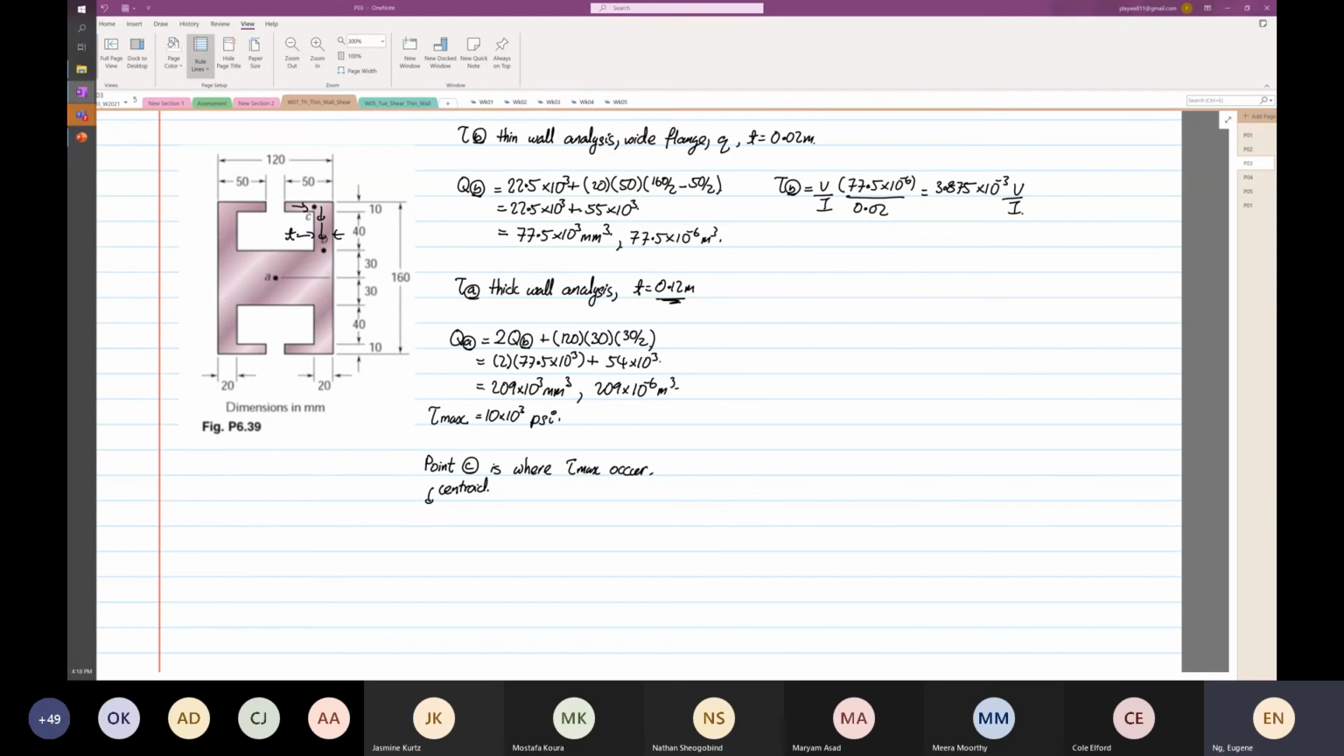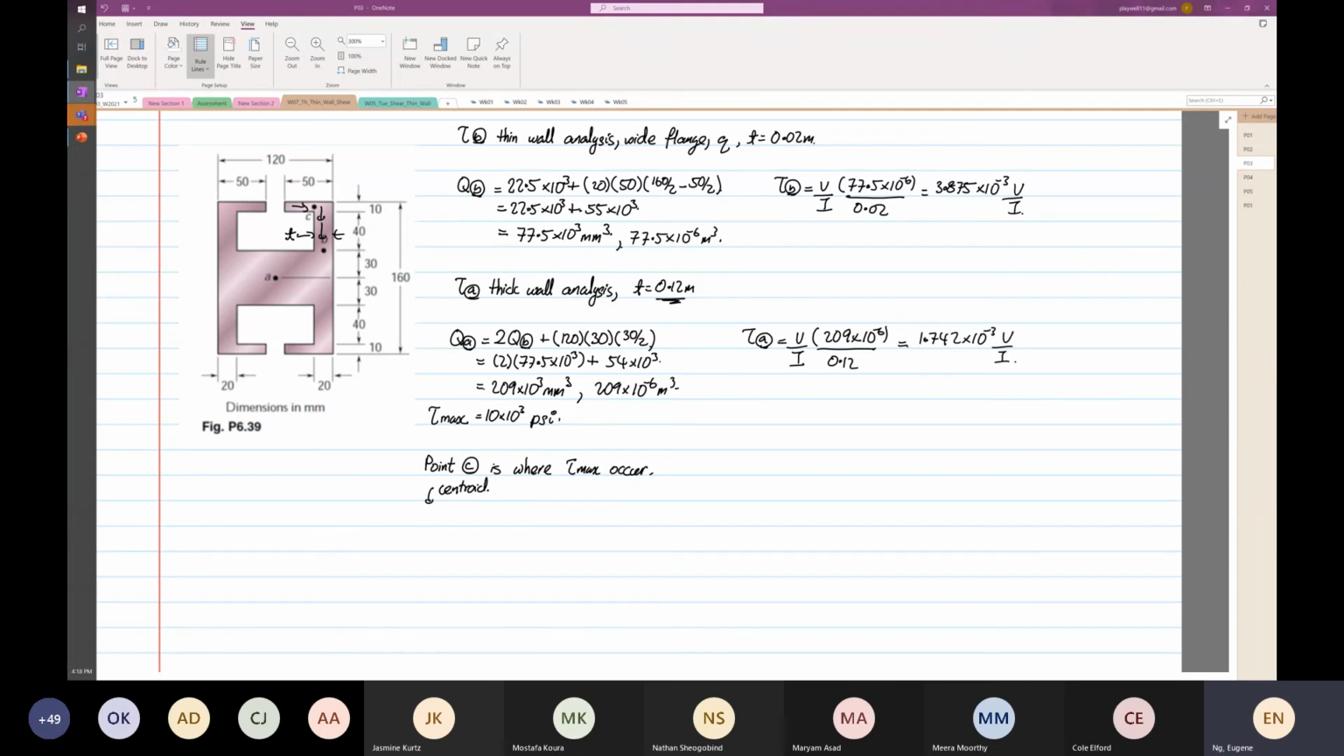So now, I'm finding point A. The shear stress at point A is equal to V over I. No doubt we have a very big first moment of area, right? But we have to divide by a very big width also, okay? So 209 times 10 to the power minus 6 divided by 0.12. So this will be equal to 1.742 times 10 to the power minus 3 V over I.